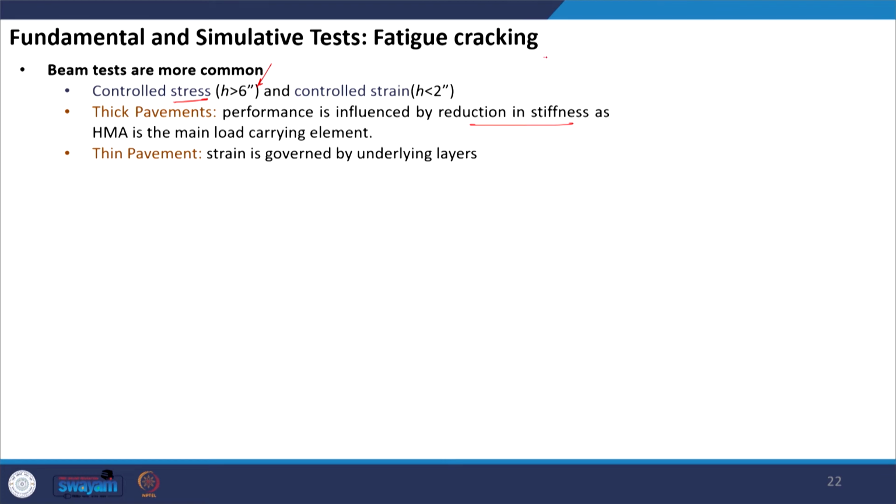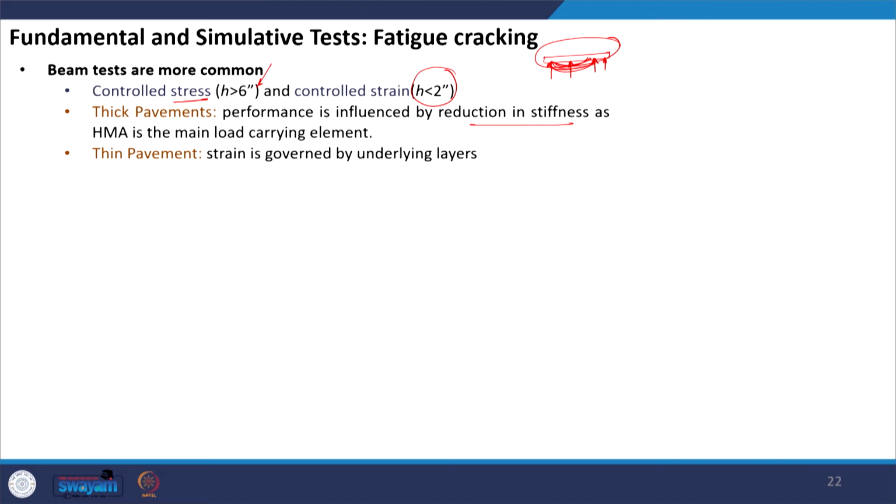But if the layer is thin, and how I am defining thin here is a thickness less than 2 inches, if it is very thin, you can imagine taking a paper in your hand and trying to move both your hands, it will keep on deflecting. So, the deflection characteristics, or the strain, is controlling the behavior of the material rather than the stiffness, and it will also depend on the stiffness of the lower layers, how this thin layer will respond.